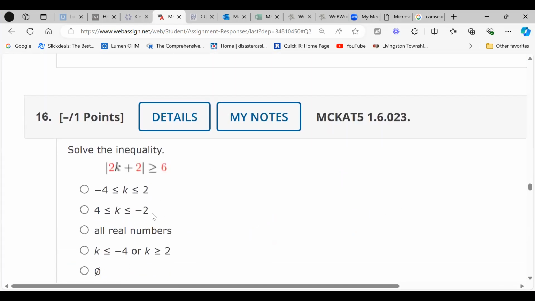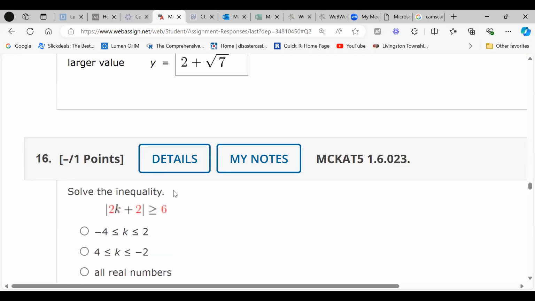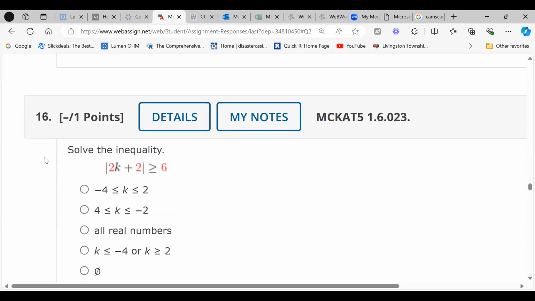Question 16, you're going to learn how to solve this inequality. Let's see, so try this really quickly.